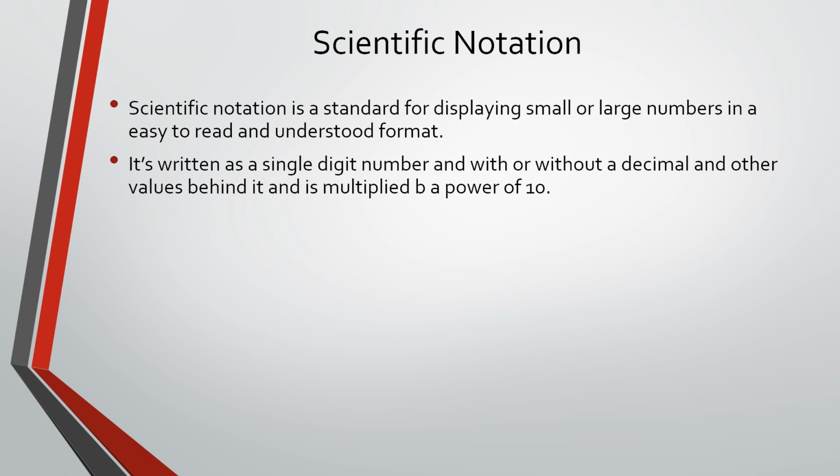It's written as a single digit number, with or without a decimal and other values behind it, and it's multiplied by a power of 10. So let's see how that looks here. An easy example would be 3 times 10 to the power of 2, 6.643 times 10 to the power of 4. It could be written like this, 5.23 times 10 to the power of 3. So all this is scientific notation, okay? It's always times 10, and it's to this.